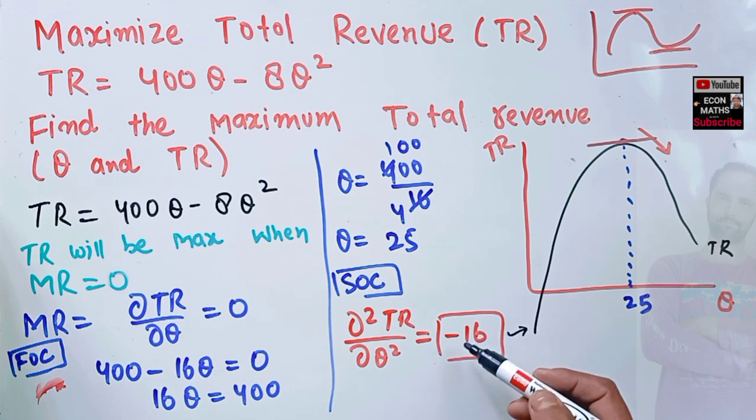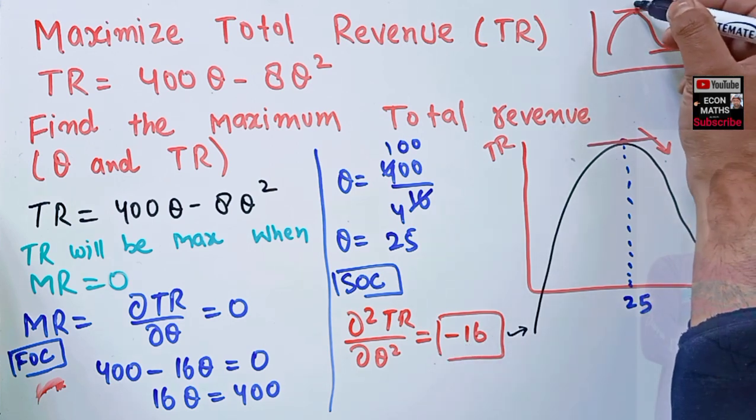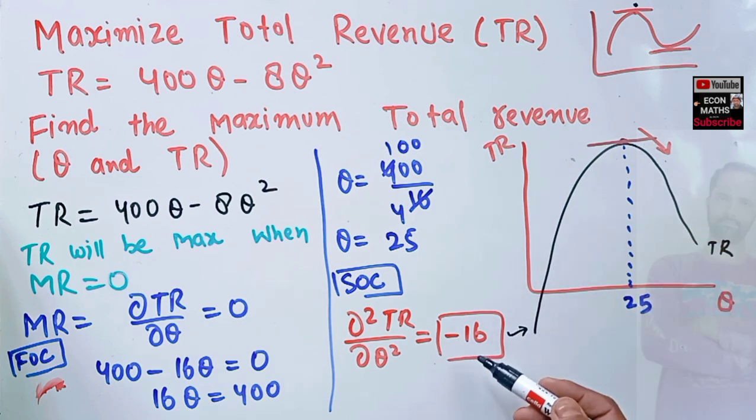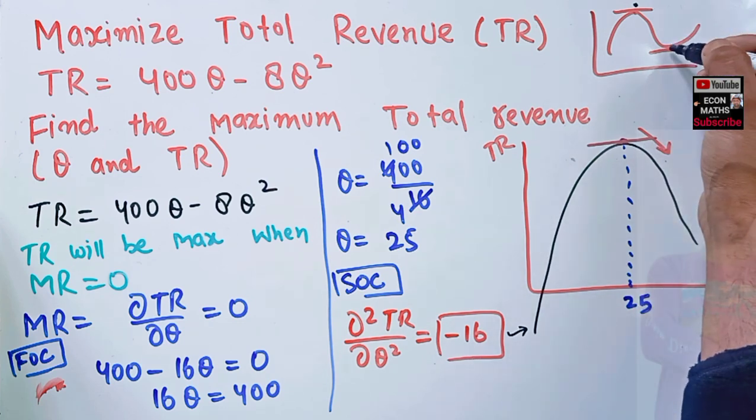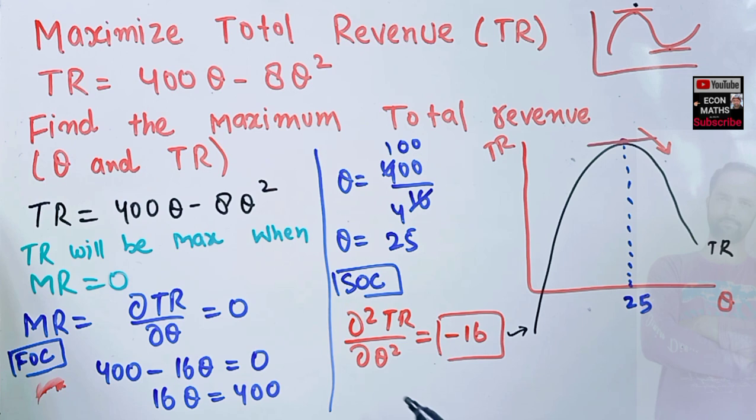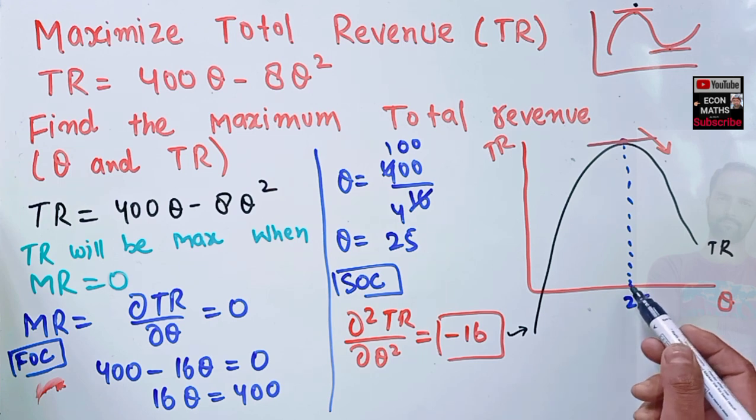If the second derivative comes out to be negative, that means we are at a maximum. If the value of the second derivative comes out to be positive, that means we are at a minimum. Here the second derivative is negative, that means we are at a maximum. So the output level that maximizes total revenue is 25.